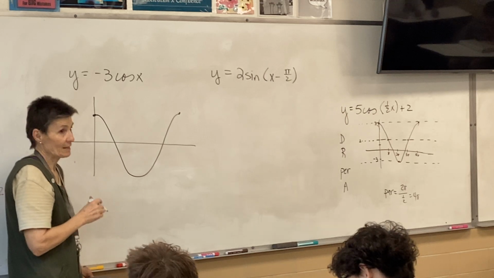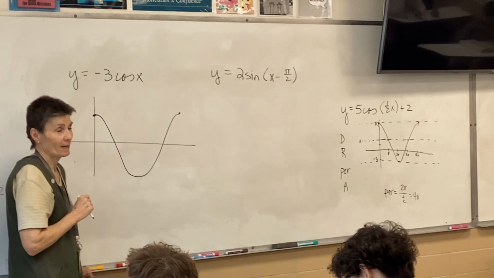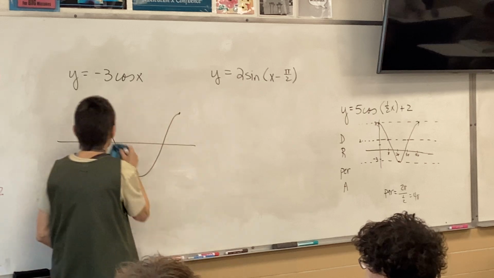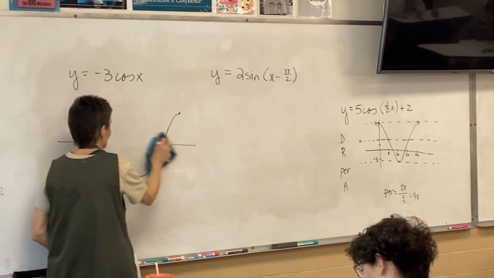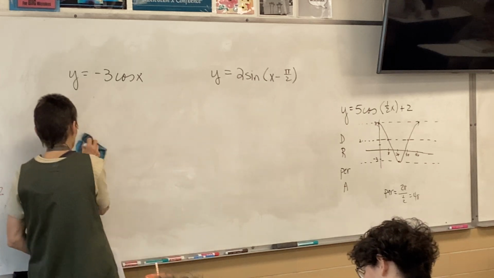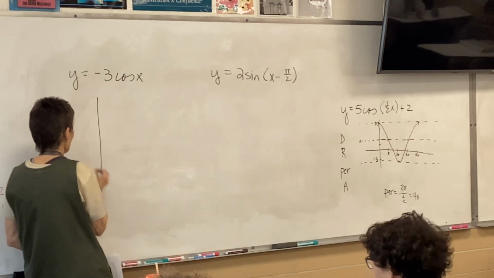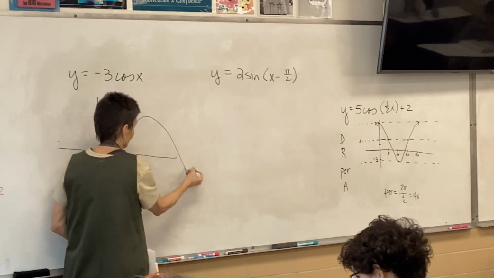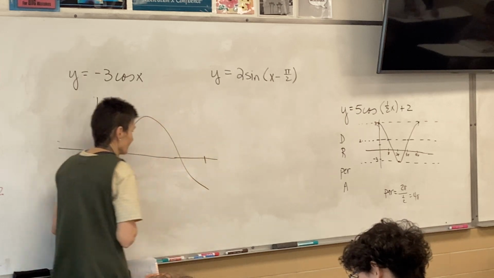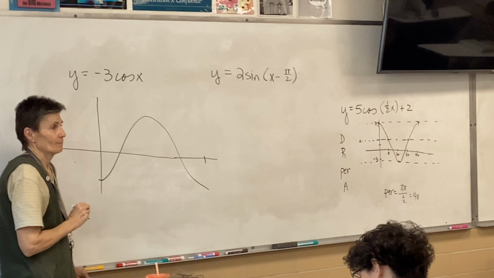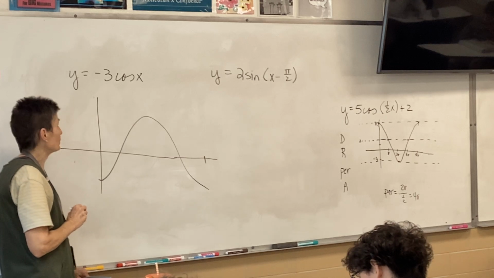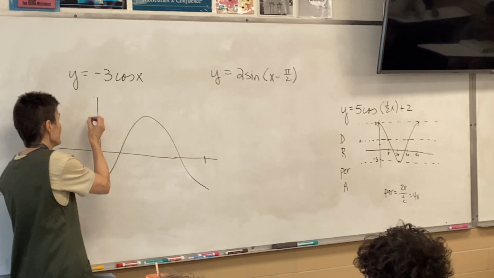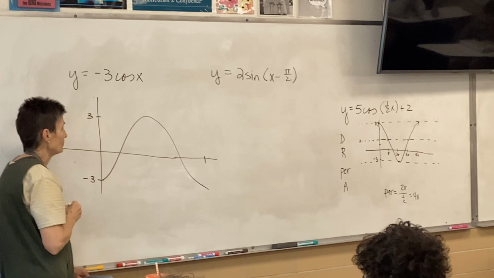oops, that's not quite right. Because why? It's negative. What does that change? That means I don't start at the top of my sine, I start down here. Here's my shape. It's a negative cosine. All right, how high and low does it go? 3 to negative 3, perfect, that's its amplitude.